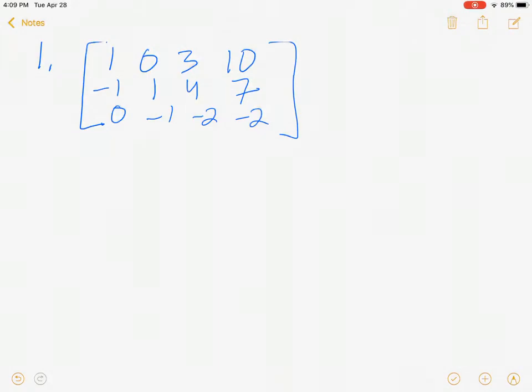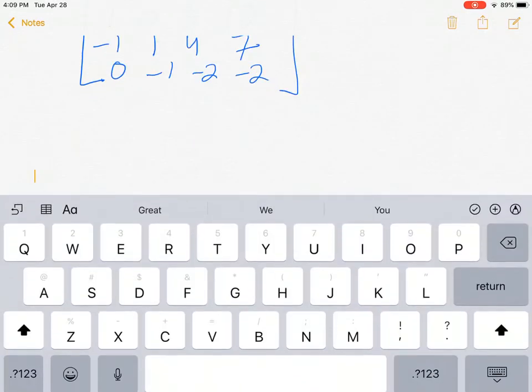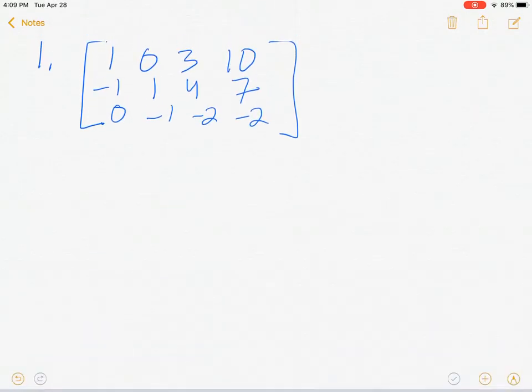And then to do reduced row echelon form, we're going to get ones on the diagonals and zeros below. And then we'll use either back substitution or Gaussian elimination to make this work. So here we go. It looks like we already got the 1 here. I want a 0 right here. I want that to be a 0.